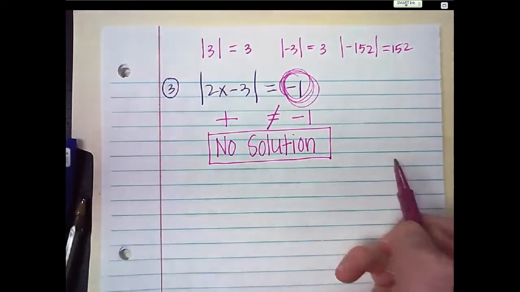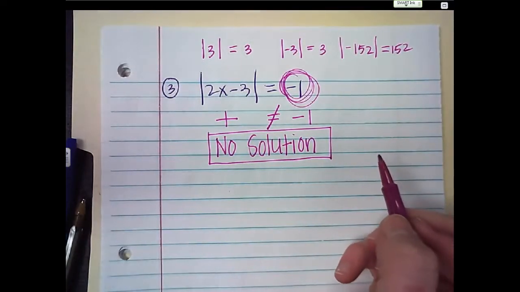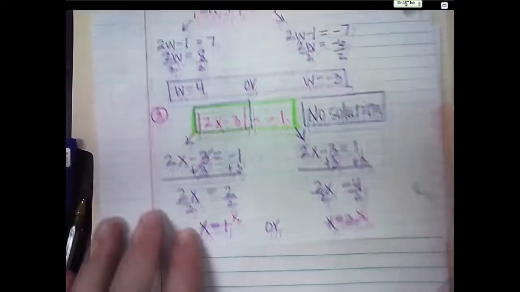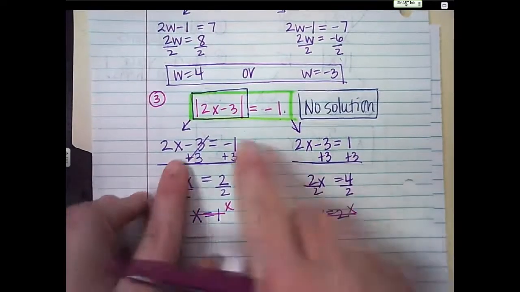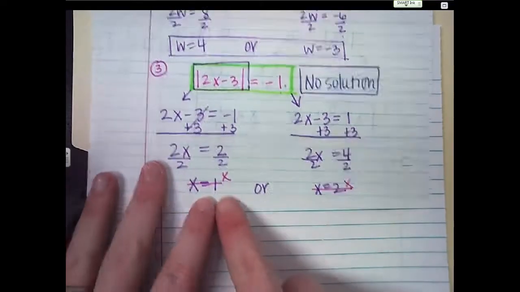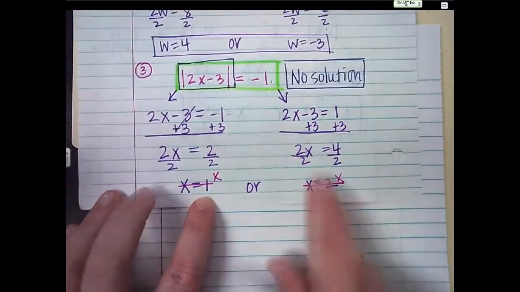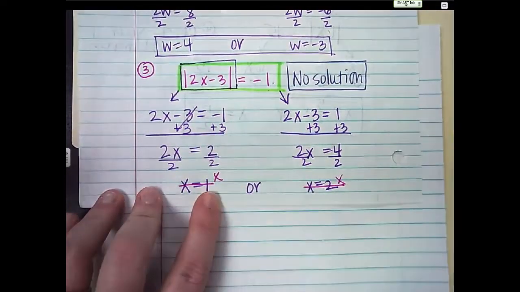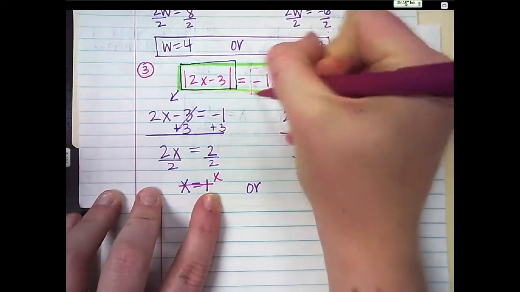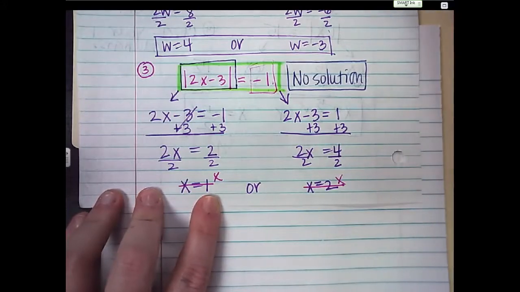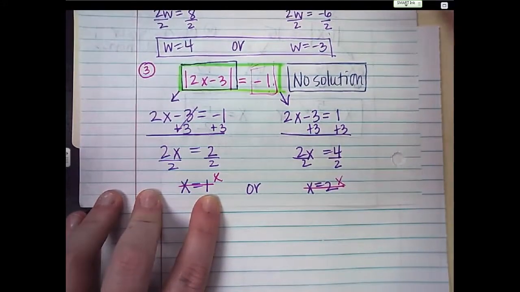Now, if you forget it's no solution, it's okay. Work it out. I'll show you what it looks like here. If you work it out, it's the same thing. I split it up. I did a -1 and I did a +1. I solved. I got 1 and 2. When I plugged them back in, neither of them worked. That should be key to you to say, oh, that's right, because this is a negative, it's no solution. So it's okay if you don't see it right away. You can still work it out and it will be no solution.